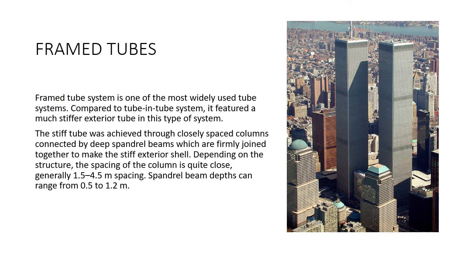Next is the frame tubes. Frame tube system is one of the most widely used tube systems compared to the tube-in-tube system. It features a much stiffer exterior tube. The stiff tube was achieved through closely spaced columns connected by deep spandrel beams which are firmly joined together to make the stiffer exterior shell.